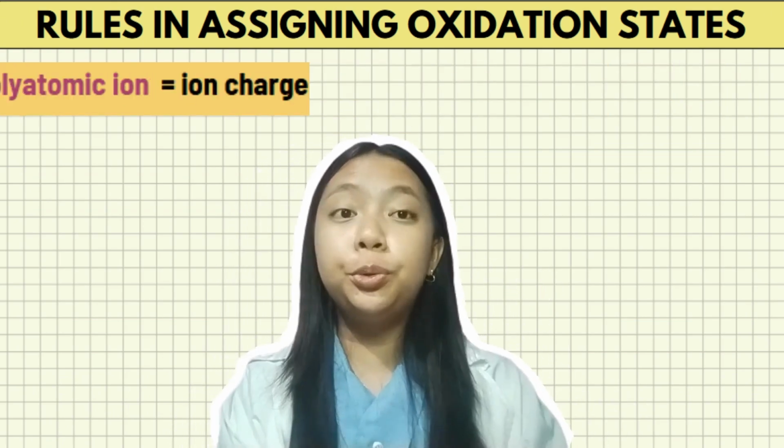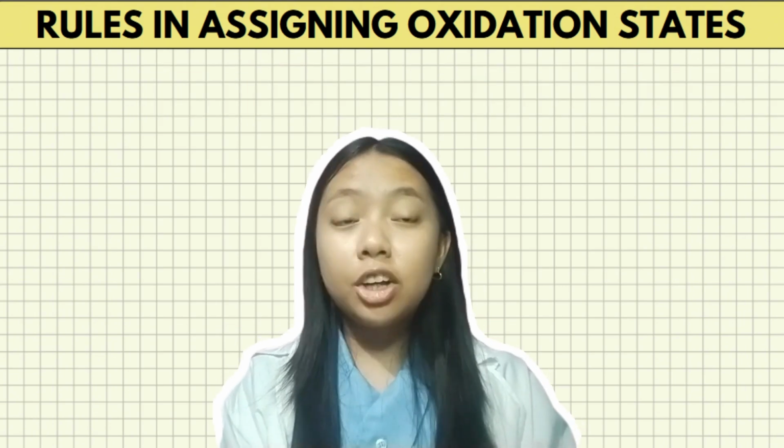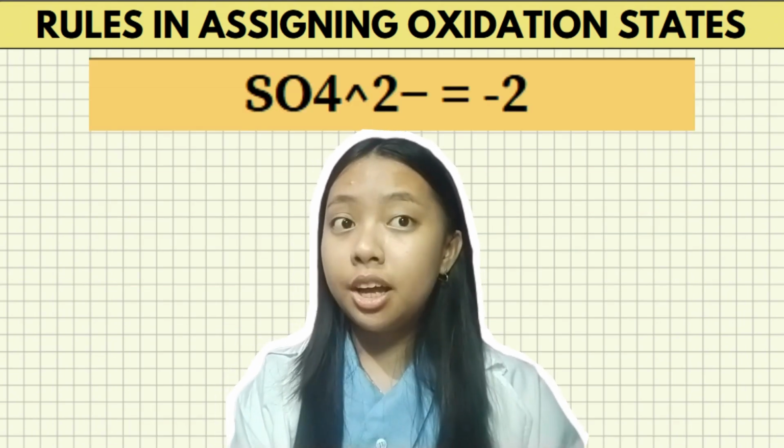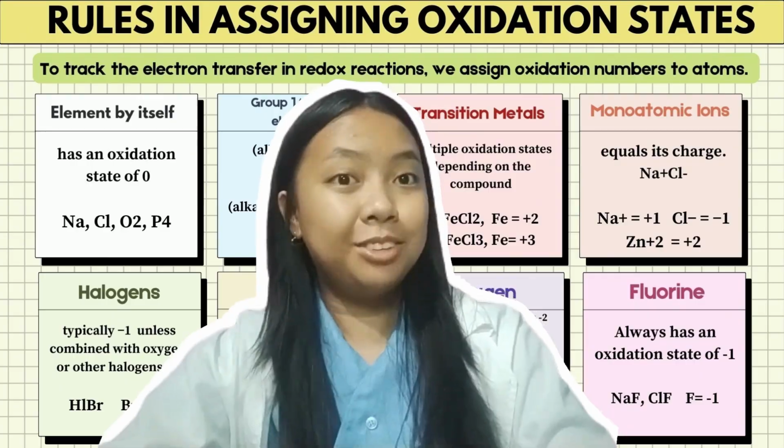For example, in H2O, a neutral compound, the sum must be equal to 0. For a polyatomic ion such as SO4 with a 2- charge, the sum must be equal to -2. By knowing these guidelines, you can now easily identify the oxidation states of atoms or compounds.